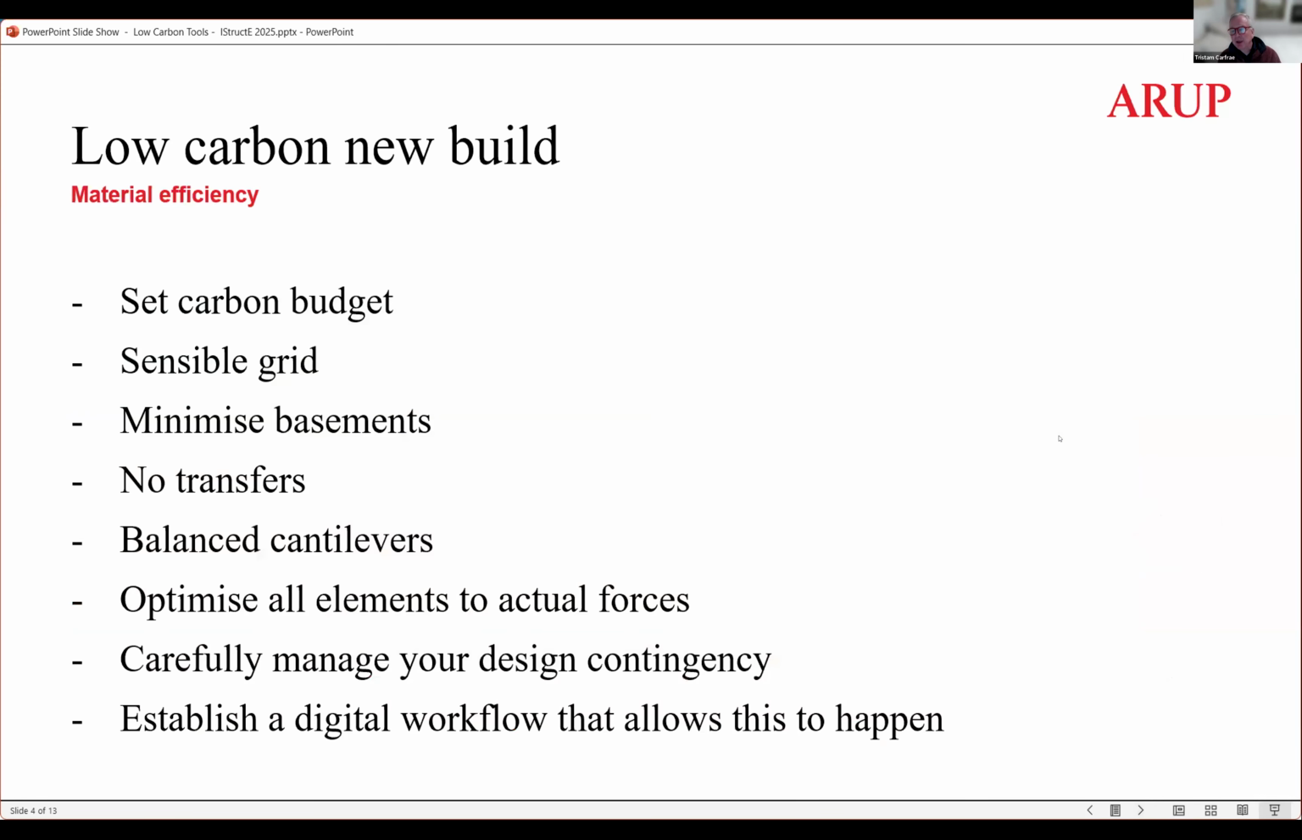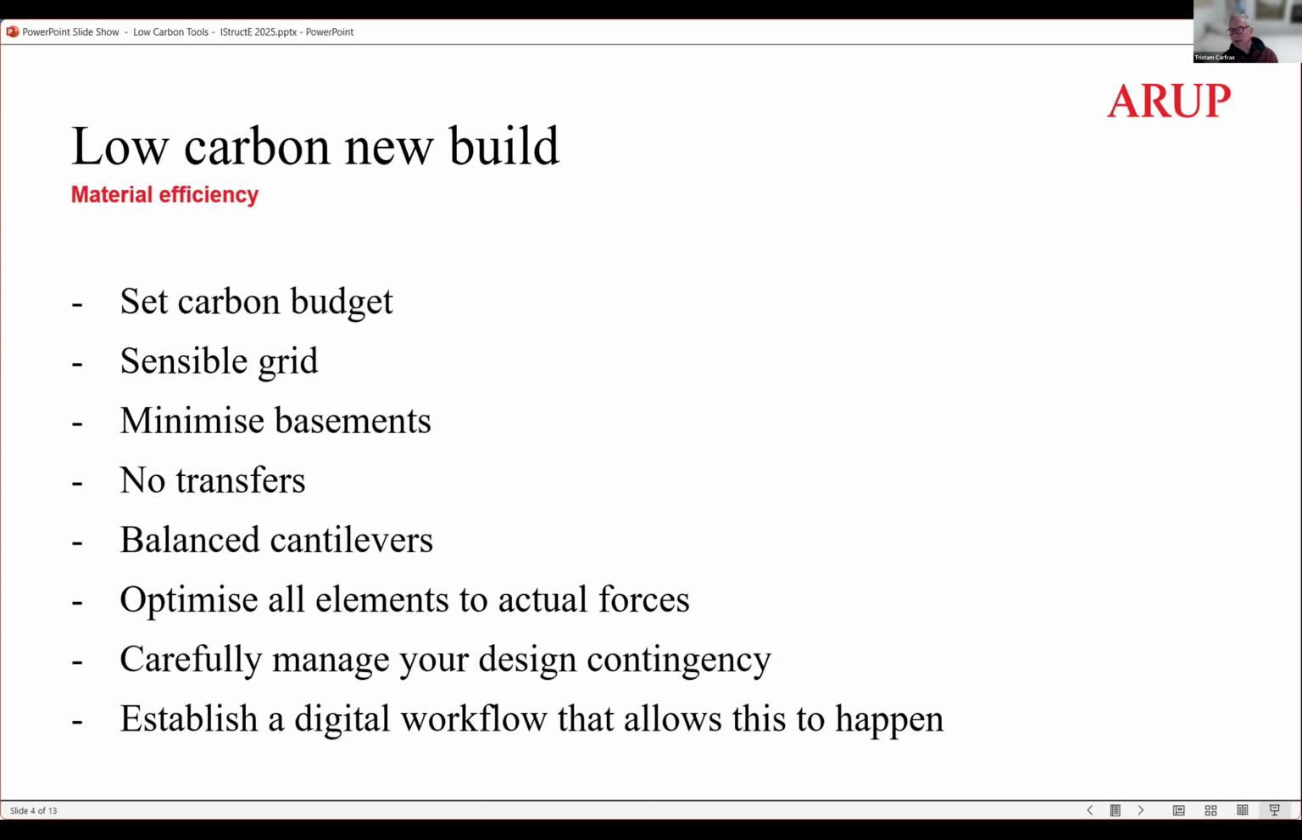Because my view of when you come to a new build is you should start by actually deciding what your objective is. What is your carbon budget for your project? And then how will you get to that carbon budget? And I've put some measures down here which I would approach. One is a sensible grid. And a sensible grid to me is about 9 meters by 9 meters, unless you're using timber, in which case it should be a bit less.